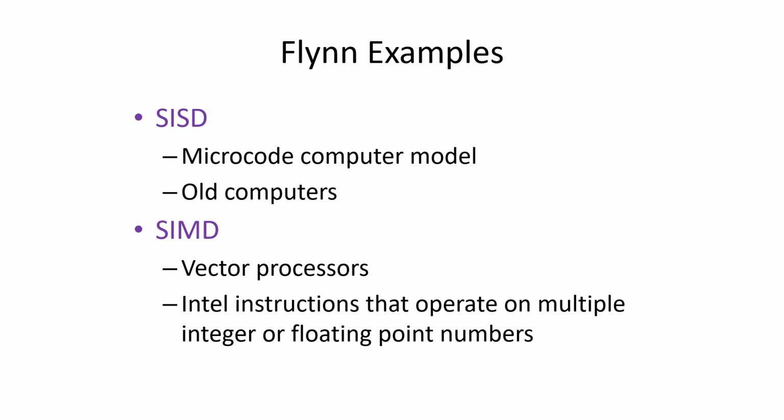Our old microcode computer is a single instruction, single data machine. It picks up one instruction, one piece of data, and works on that, and then goes to the next instruction. Older computers, before we started getting into all the other features, were single instruction, single data. For single instruction, multiple data, as we mentioned, vector processors. The Intel MMX instruction set operates on multiple integers at once. You can pick up a 64-bit value and consider it to be 8 bytes, and then you could add those 8 bytes to another 8 bytes and act on that as a single instruction, multiple data.